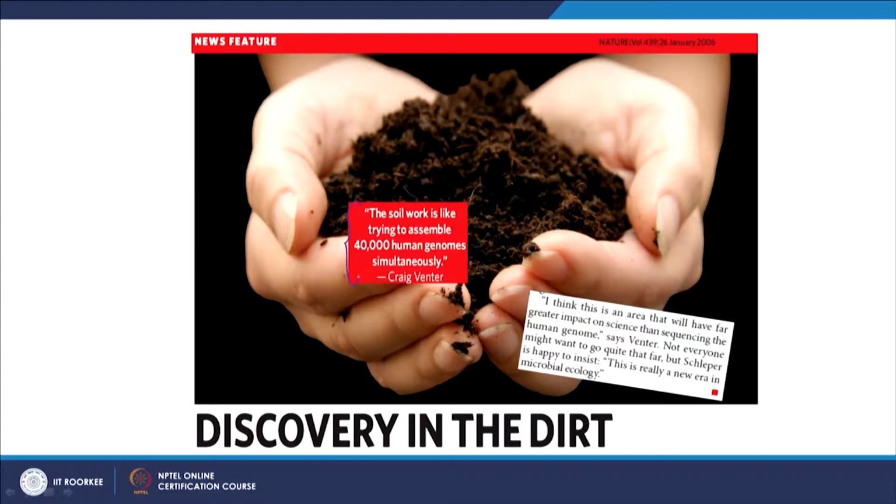Alrighty, so now look at metagenomics here. Briefly, I have talked about this earlier in one of the lectures of this course: when sequencing techniques were developed, we finally managed to sequence the entire human genome, which was a big achievement. It was not done single-handedly by one research lab, but was a collaboration between many PIs and many researchers. Now you should get an idea about how difficult it is for us to sequence and make sense out of environmental samples, using this quote by Craig Venter: the soil work is like trying to assemble 40,000 human genomes simultaneously.